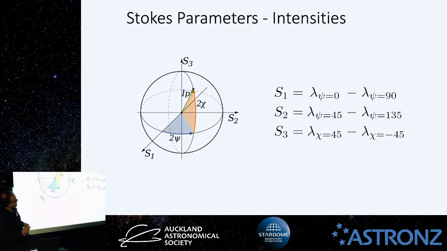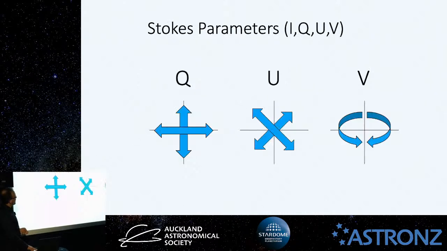And then finally, we need to measure circular polarization. So chi equals 45 and chi equals minus 45 represent left-handed circular polarization and right-handed circular polarization. With these, again, you take the difference, and that gives you S3. When those intensities are all equal, then all 3 of those numbers will equal 0, and that's what you get for unpolarized light. So it's just a little cartoon to help remember.